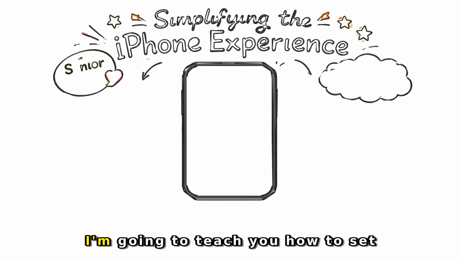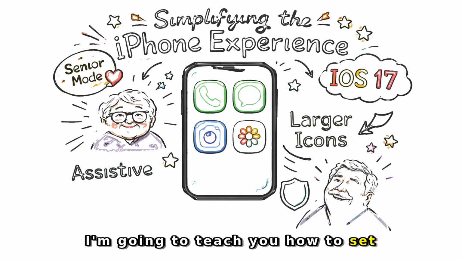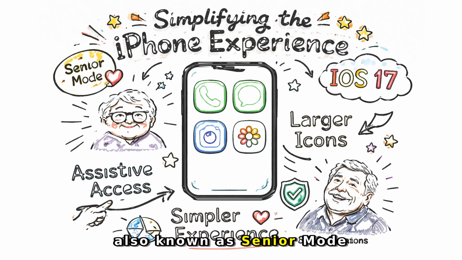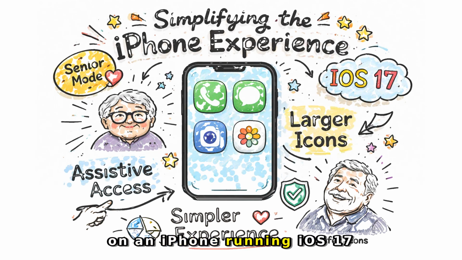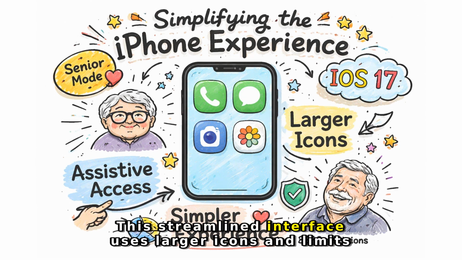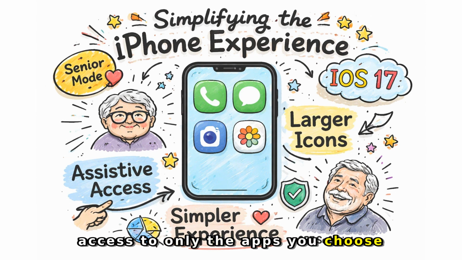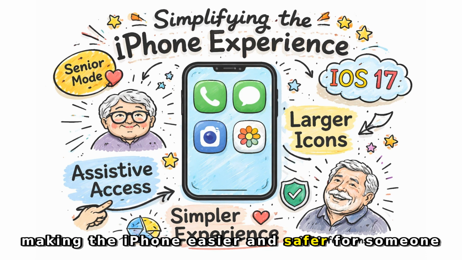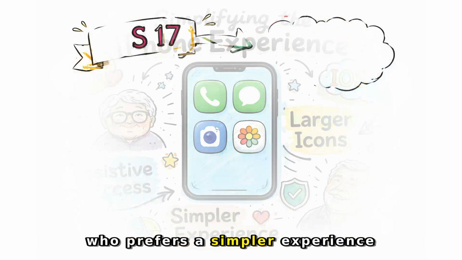In today's video, I'm going to teach you how to set up Assistive Access, also known as Senior Mode, on an iPhone running iOS 17. This streamlined interface uses larger icons and limits access to only the apps you choose, making the iPhone easier and safer for someone who prefers a simpler experience.